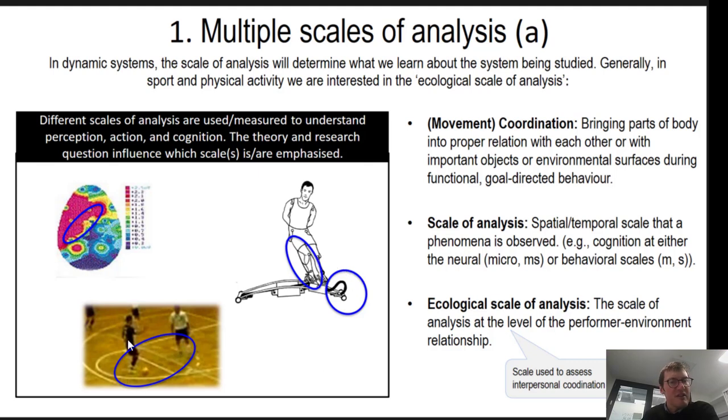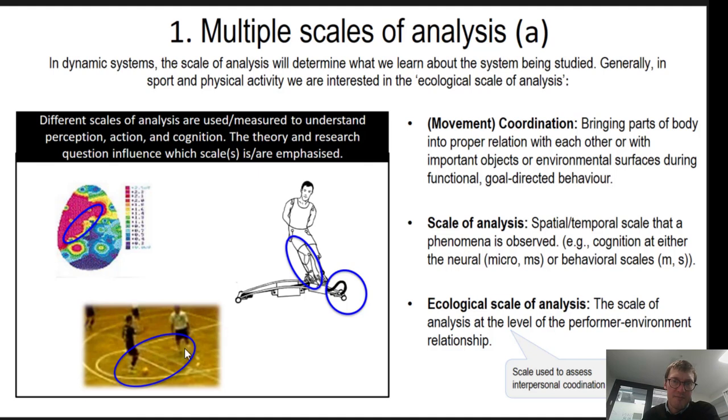The final scale of analysis is the level of coordination between two people, or interpersonal coordination. We have a game of futsal represented here, and if we were to look at the interaction between these two people, this is also an ecological scale of coordination, looking at one person with respect to some other important object in the environment and a second person. We would call this interpersonal coordination. This would be intrapersonal, and this is interpersonal.